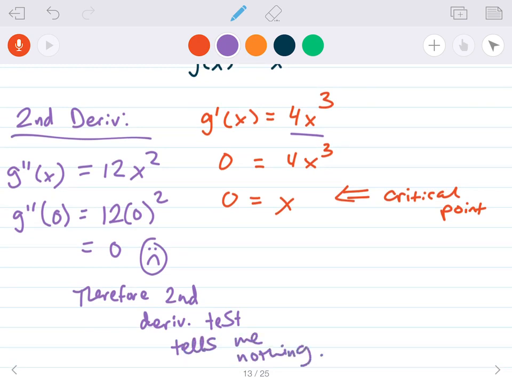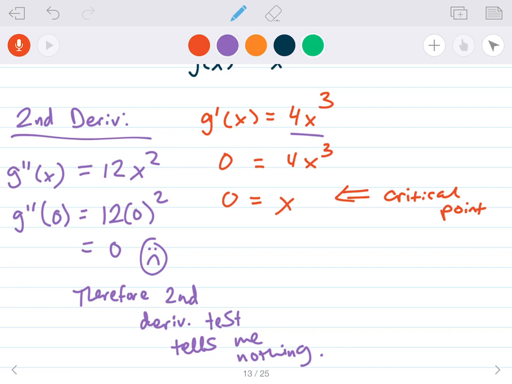But the advantage of the second derivative test is that it is easier to use than the first derivative because there's no number line or any of that business. But the disadvantage is that it could tell you nothing. Like, this tells us no information. And so when that happens, we go back to the first derivative test.